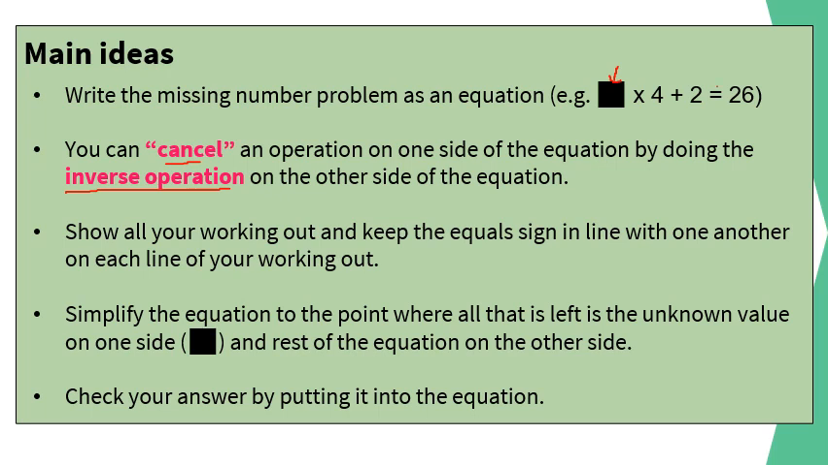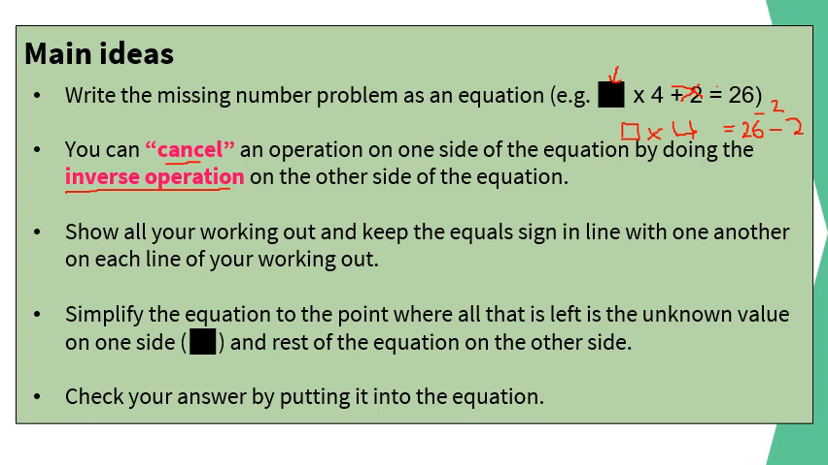So let's say here I've got square times 4 plus 2. What I can actually do is I can say, do you know what? I'm going to cancel this plus 2 here, so get rid of it there, by doing the inverse operation on this side, which is minus 2. So then I would have square times 4. Now we should try to keep these in line with 26 plus 2, also 26 minus 2. And then I'd carry on for the rest of my equation all the way down.